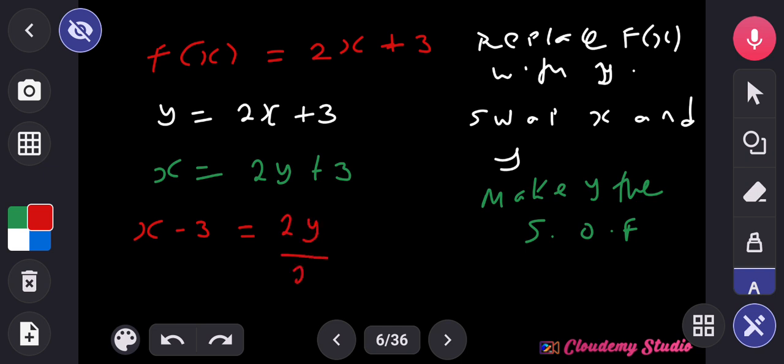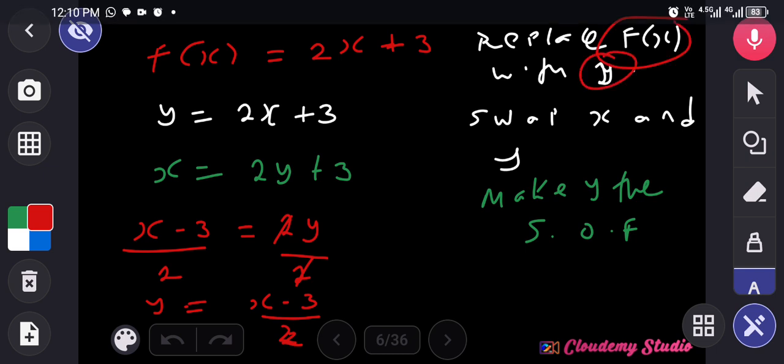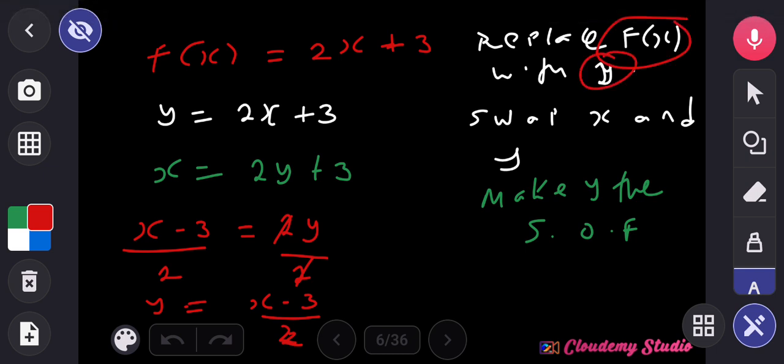Divide both sides by 2. Therefore, my y equals x minus 3 divided by 2. That is basically our answer. Now remember that initially when we started, we replaced f of x with y. So since we are now having y in this case, therefore our answer, which is f inverse of x, will now be equal to x minus 3 divided by 2. So whatever answer you get for y, that is your f inverse of x. That is basically what that is.